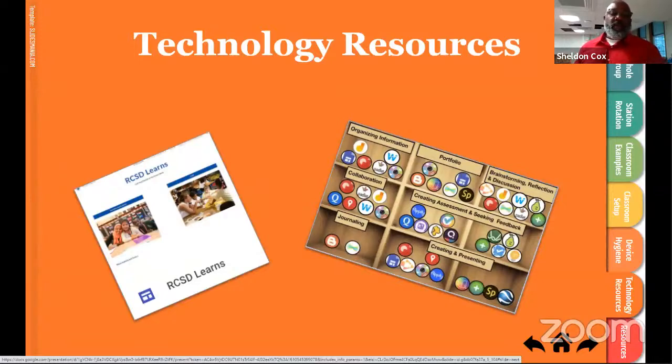Our department has these technology resources, RCSD Learn, where we have a ton of resources and documents you can use to help you make your lesson more engaging and to use the technology. Those resources are still available. Please reach out to us. And we also have a bunch of web tools you can use in your classroom on our e-learning website. Please take advantage of all these resources.